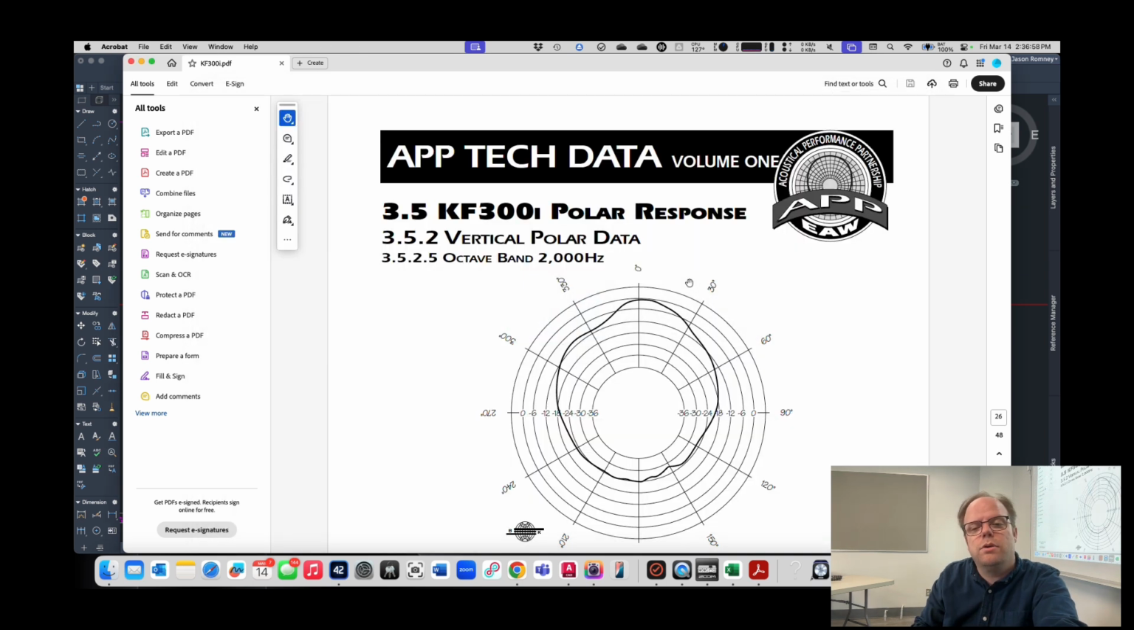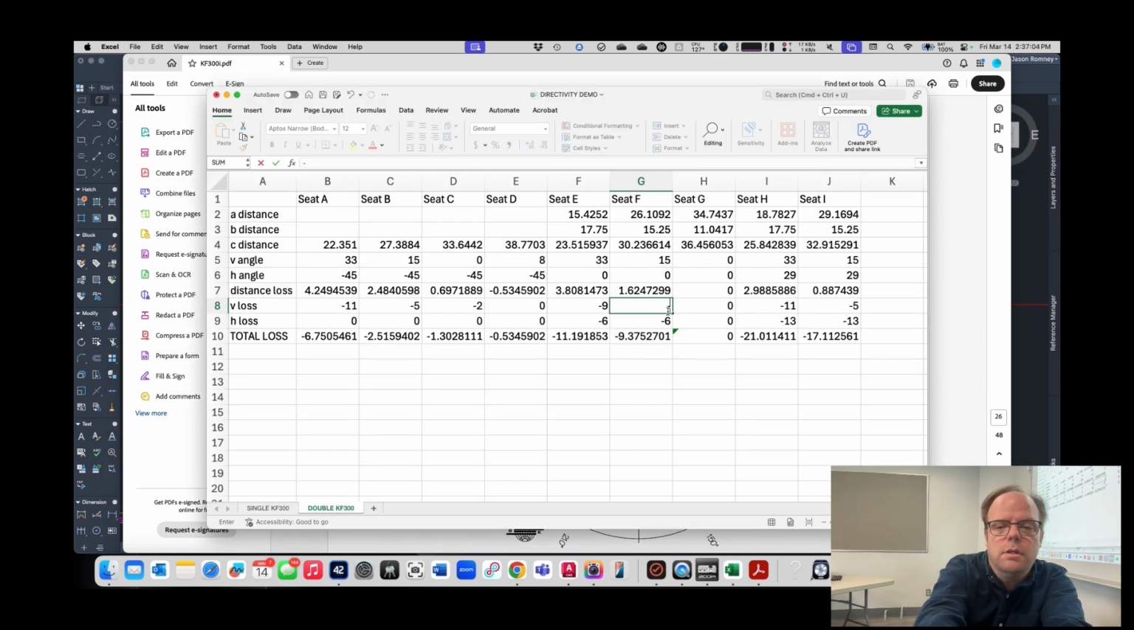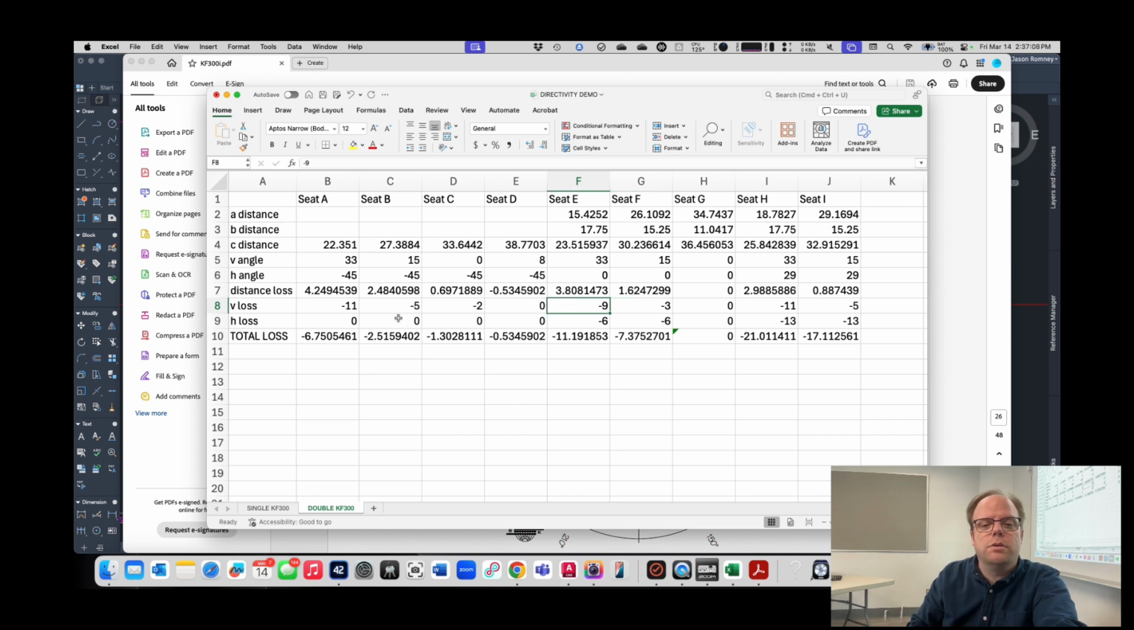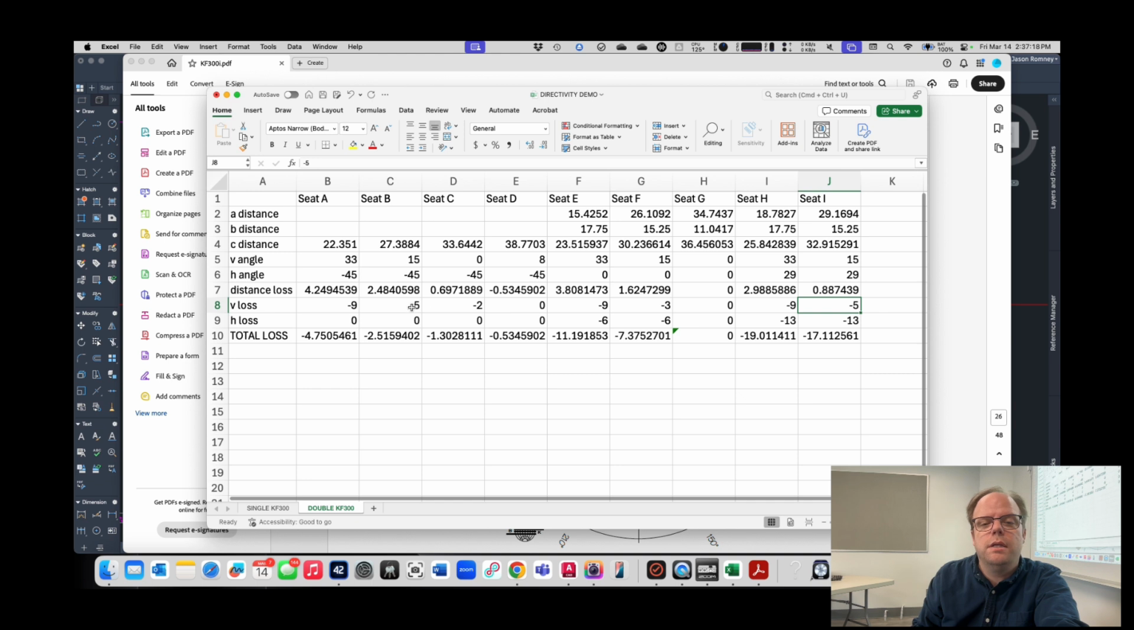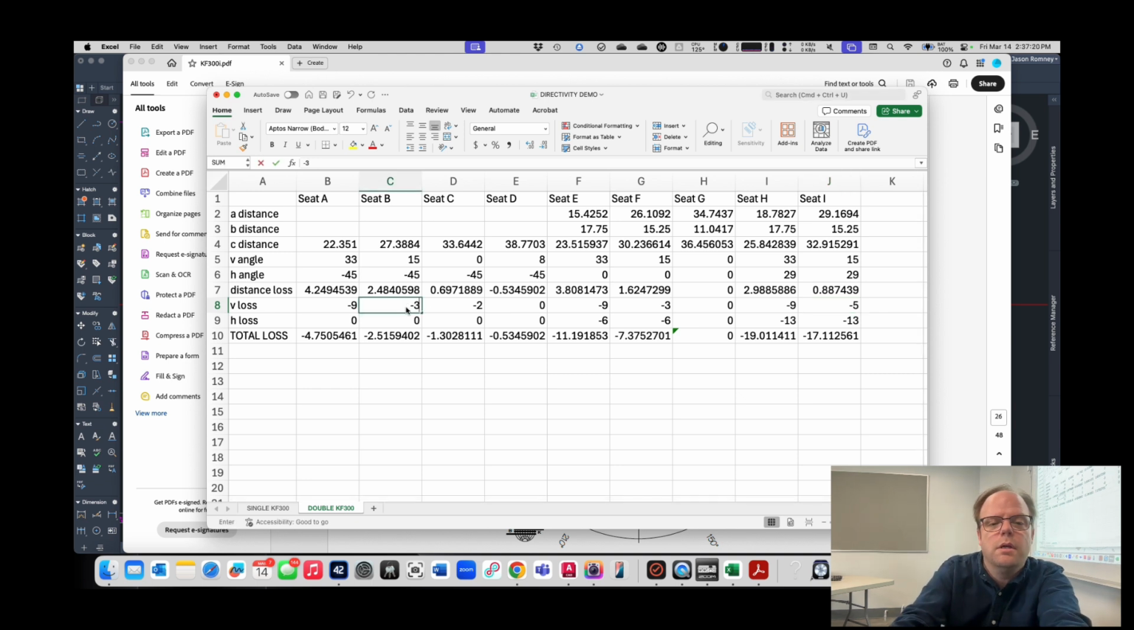Now, seat F is 15 degrees, which is going to be right about here, and that's halfway between the 0 and the 6, so that'll be -3. Seat G is 0. Okay, so now all the ones that are 33 will get a -9. All the ones that are 15 will get a -3.